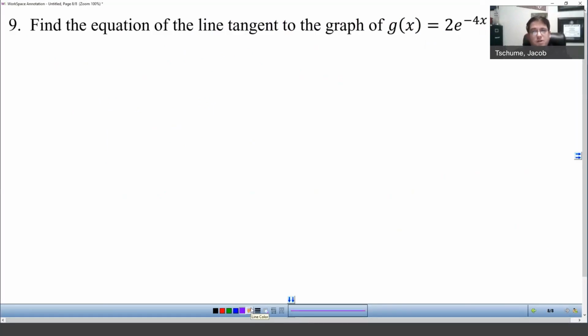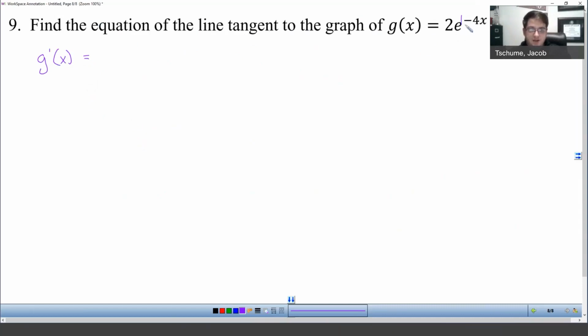Hopefully by this point of watching all these videos, you're starting to get the idea that tangent lines are very important. So it's the same strategy. The big difference is how you take the derivative of each function. So let's go through this process again. To find the equation of a tangent line, step number one is you have to find the derivative of your function. So we're going to find g prime of x.